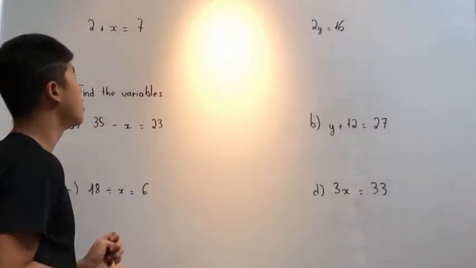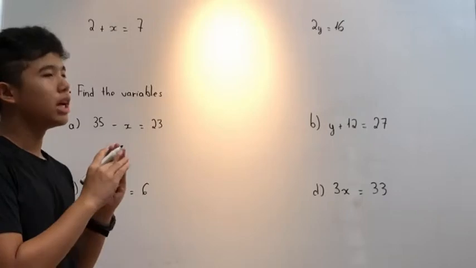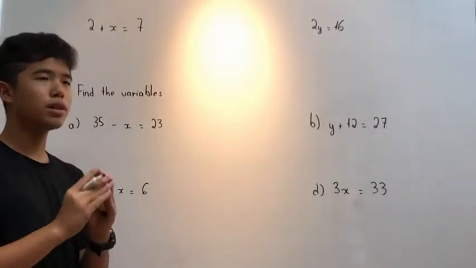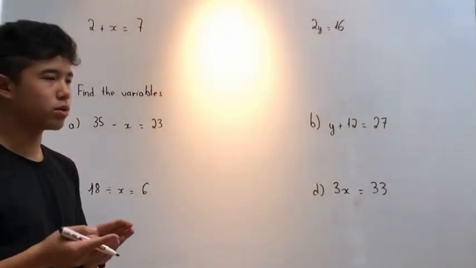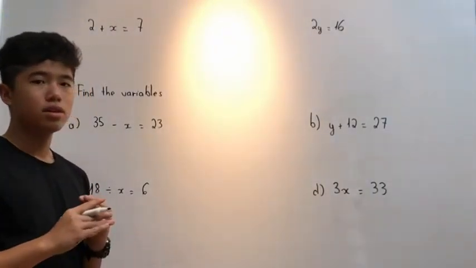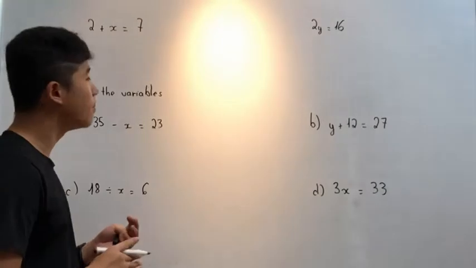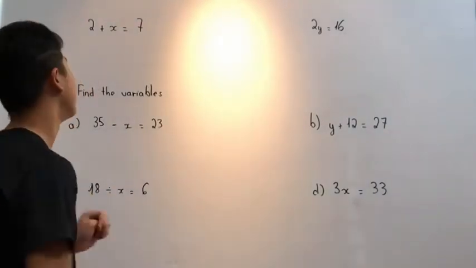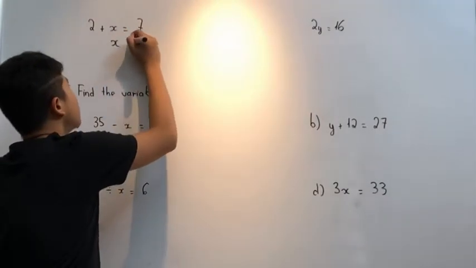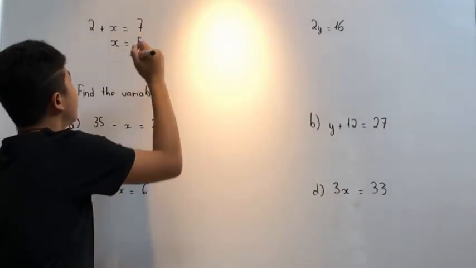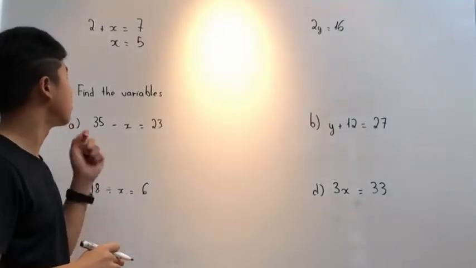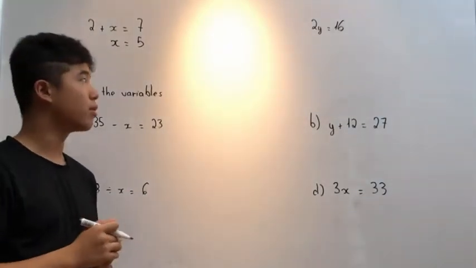For this one, you must know what number 2 plus that number will equal 7. So that number must be 7 minus 2, which is 5. So x equals 5, because 2 plus 5 is equal to 7.